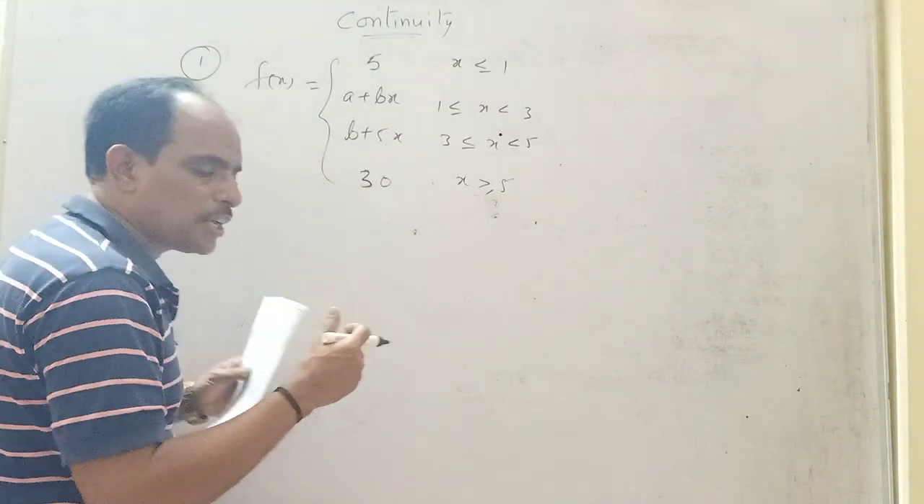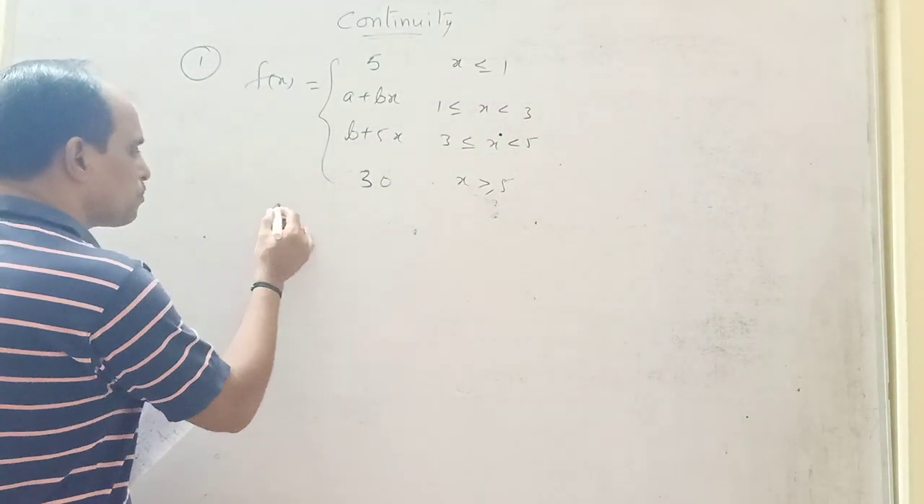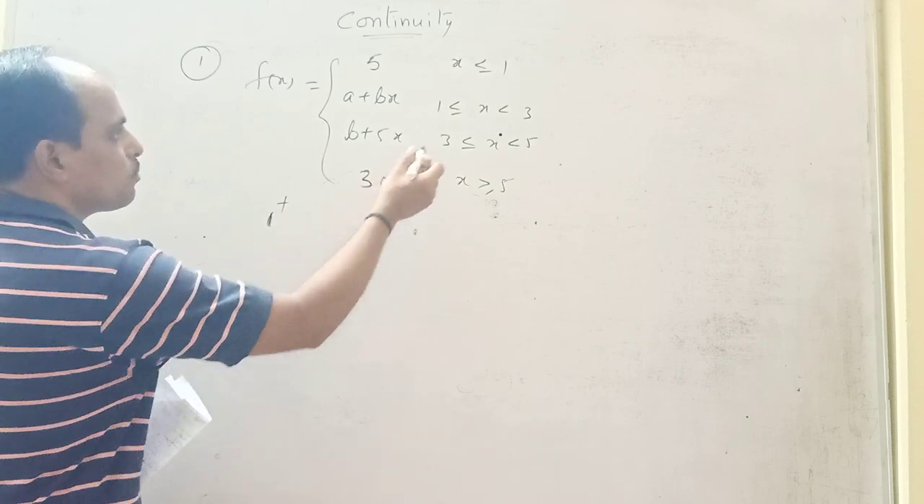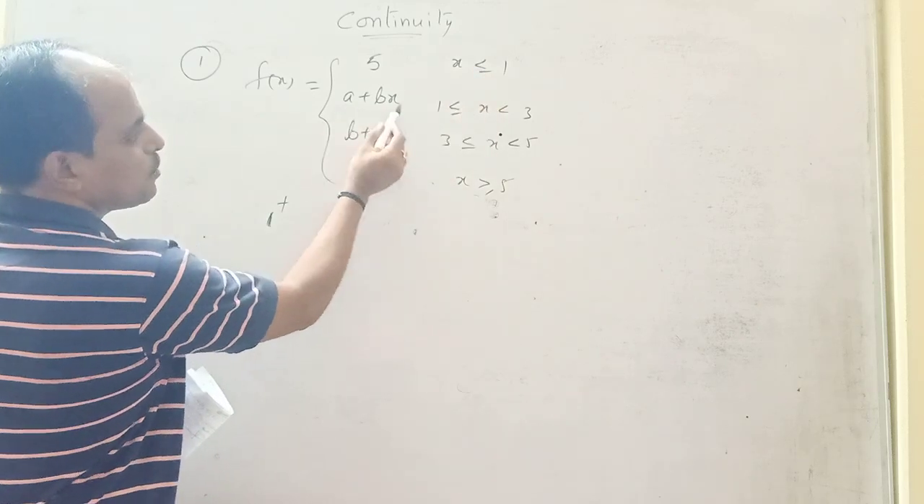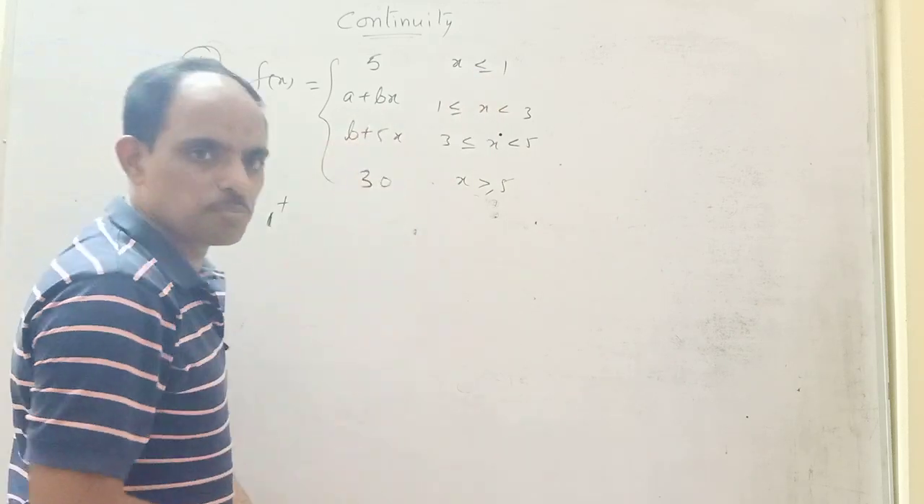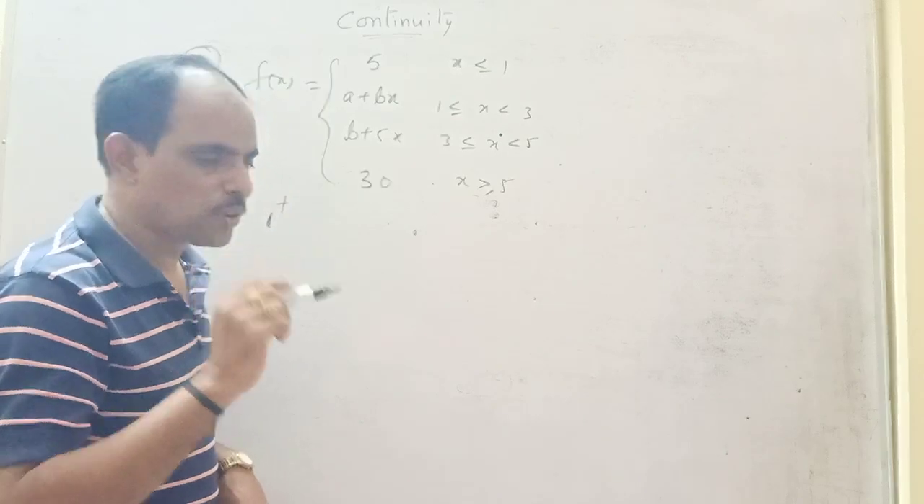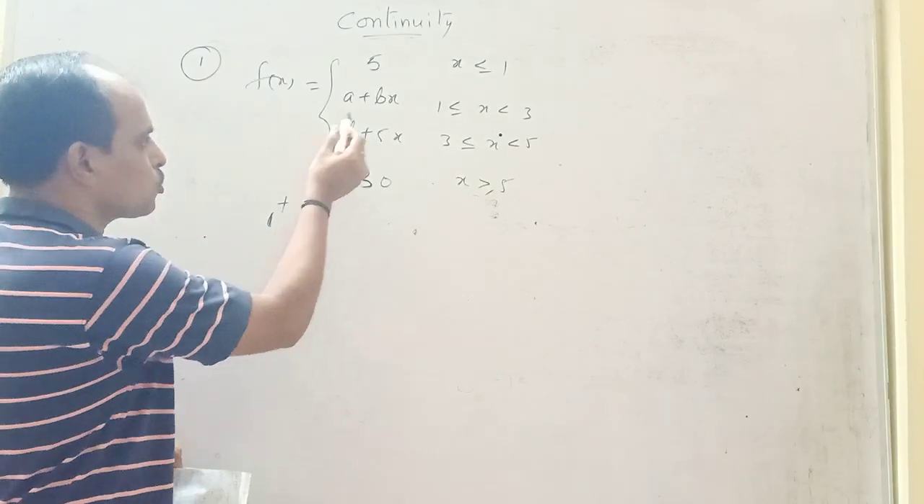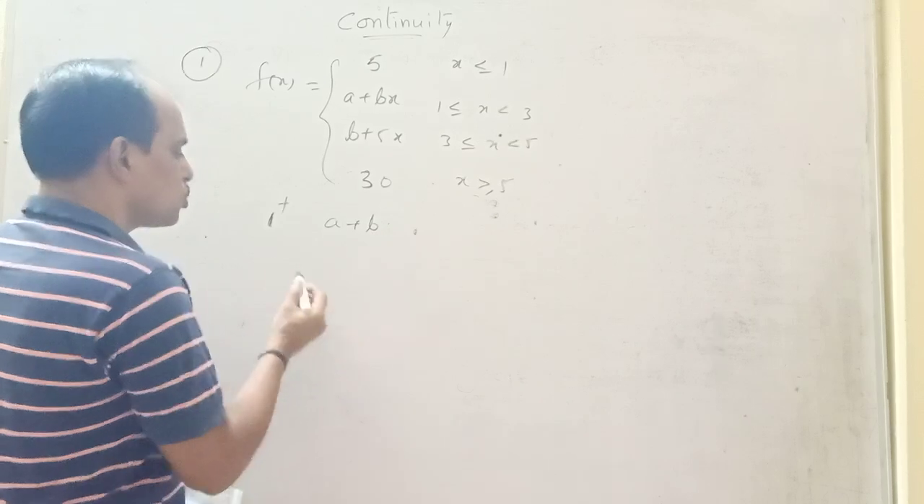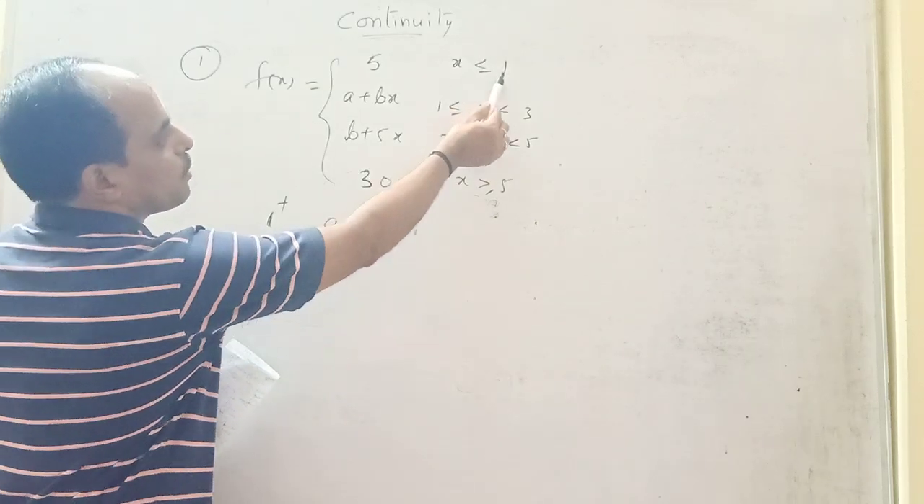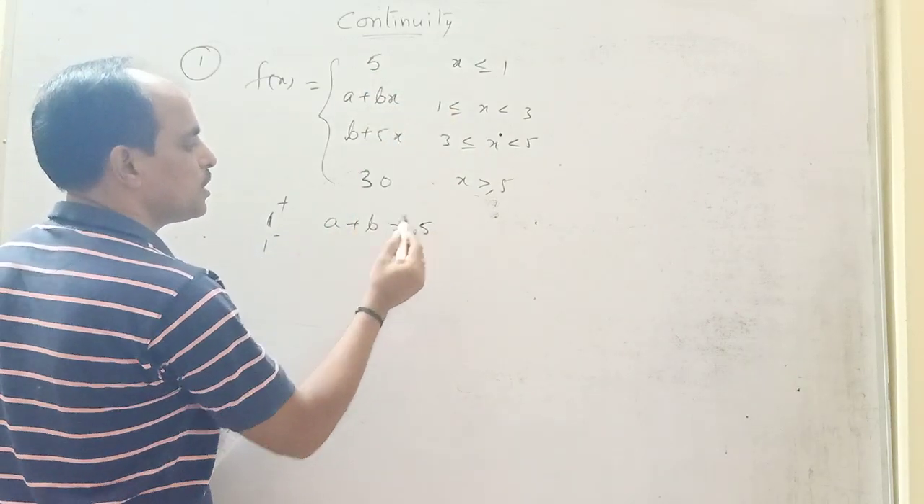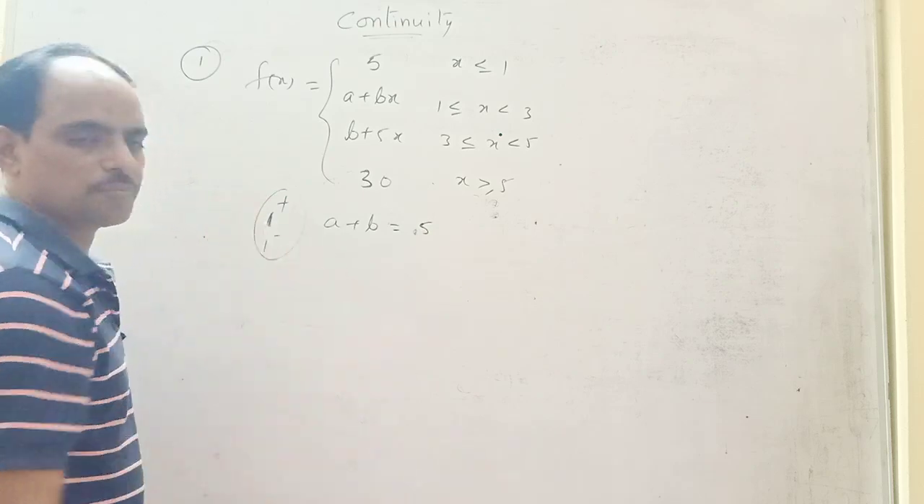Suppose I am assuming that it is continuous, so the 1 plus limit is equal to the 1 minus limit. What about the 1 plus value? 1 plus means we have to consider the function a plus bx. When x is equal to 1, the 1 plus value is a plus b. What about the 1 minus value? The 1 minus value is 5, so a plus b is equal to 5. So we have a relation.